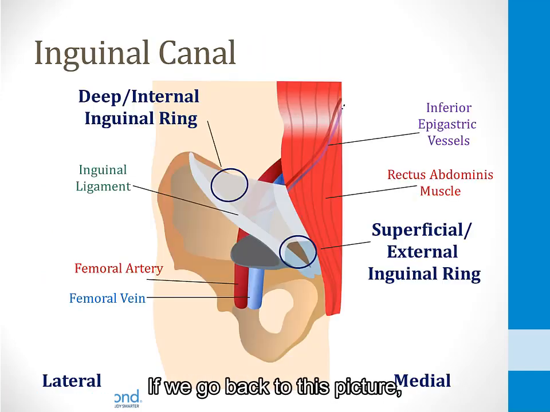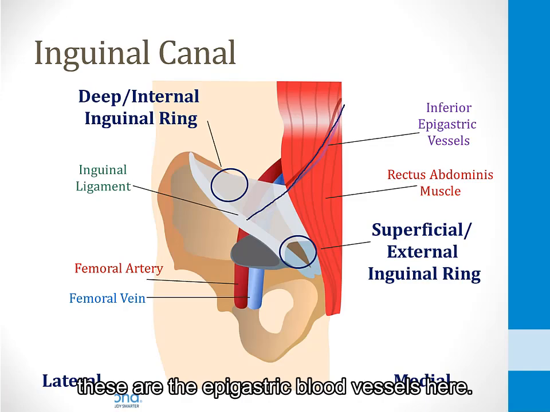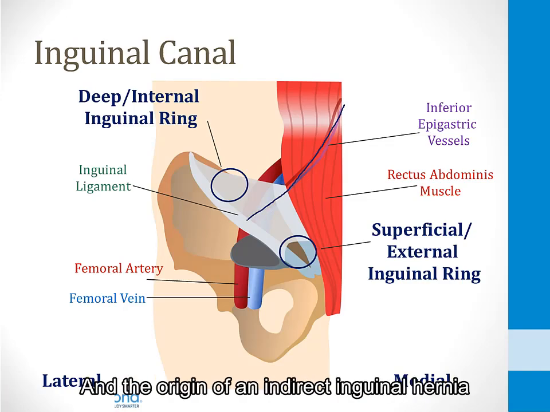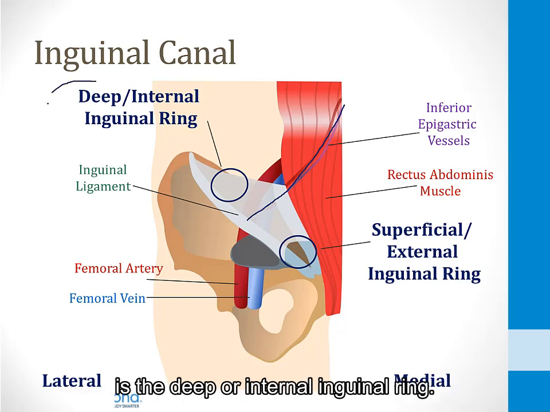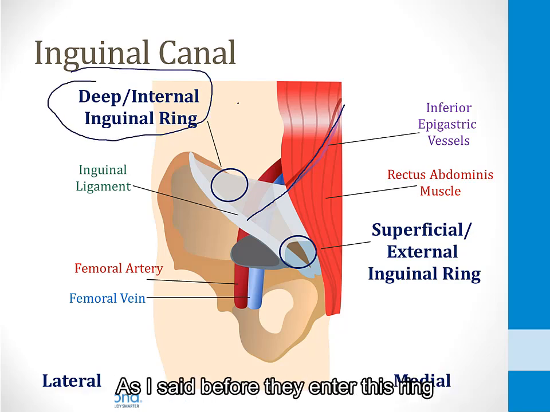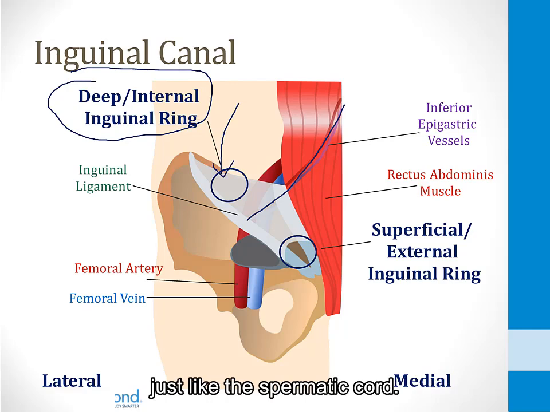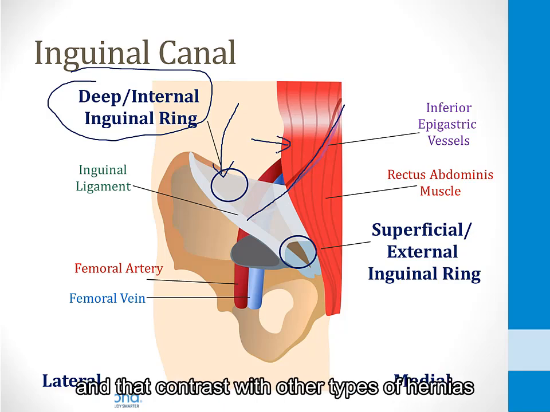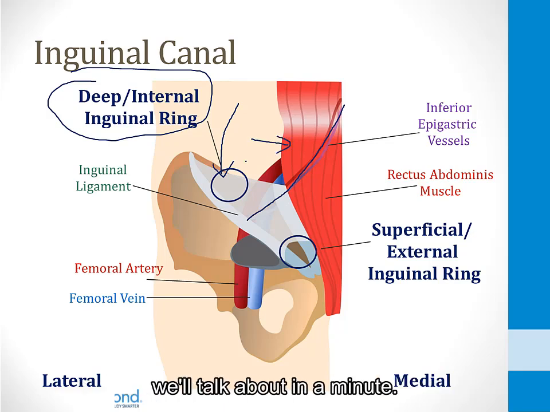If we go back to this picture, these are the epigastric blood vessels here, and the origin of an indirect inguinal hernia is the deep or internal inguinal ring. As I said before, they enter this ring just like the spermatic cord. This means that they originate lateral to these epigastric vessels, and that contrasts them with other types of hernias we'll talk about in a minute.